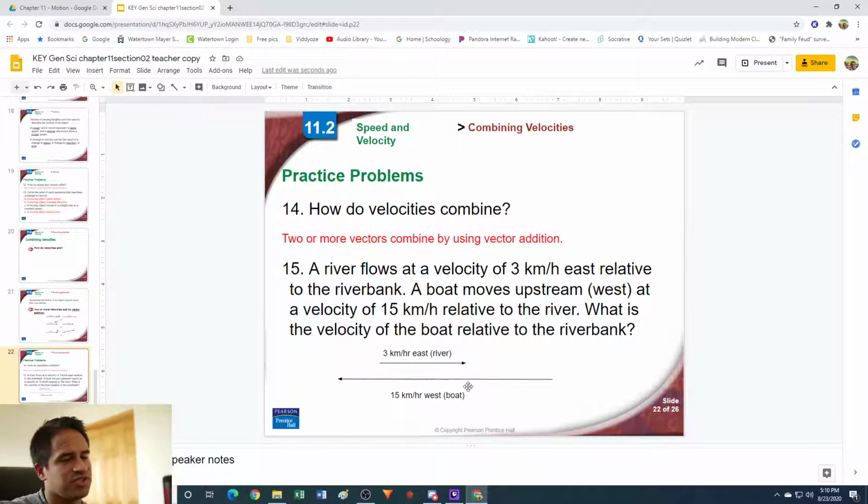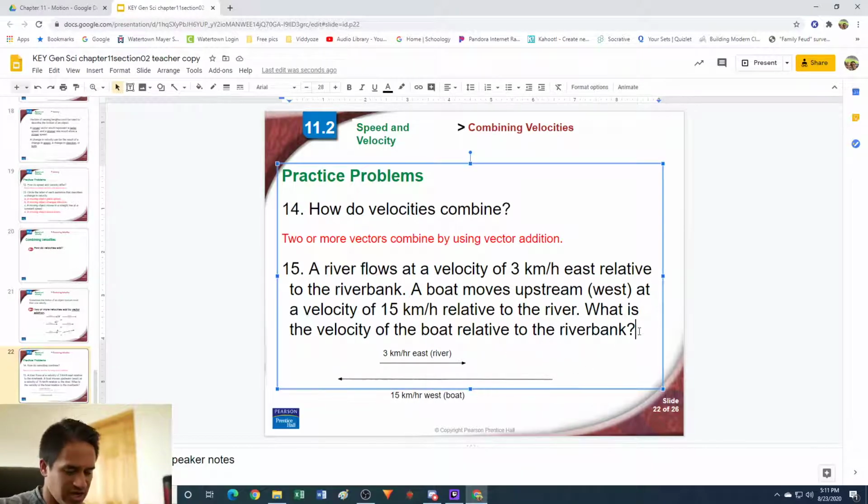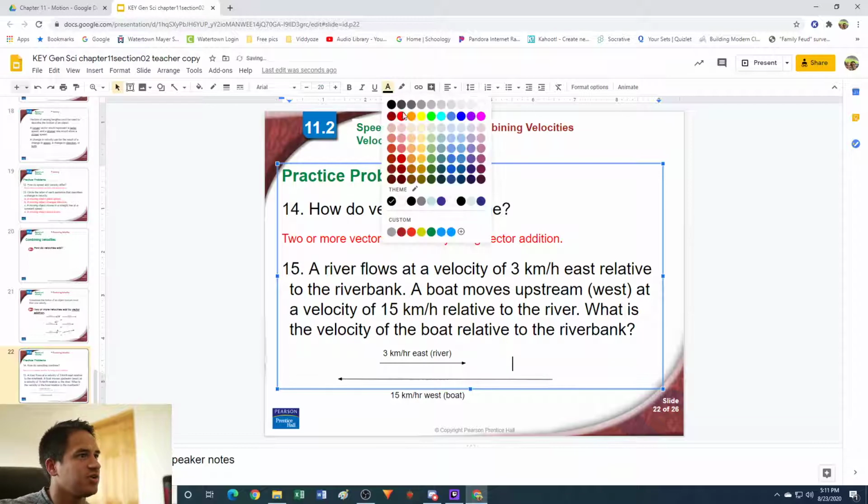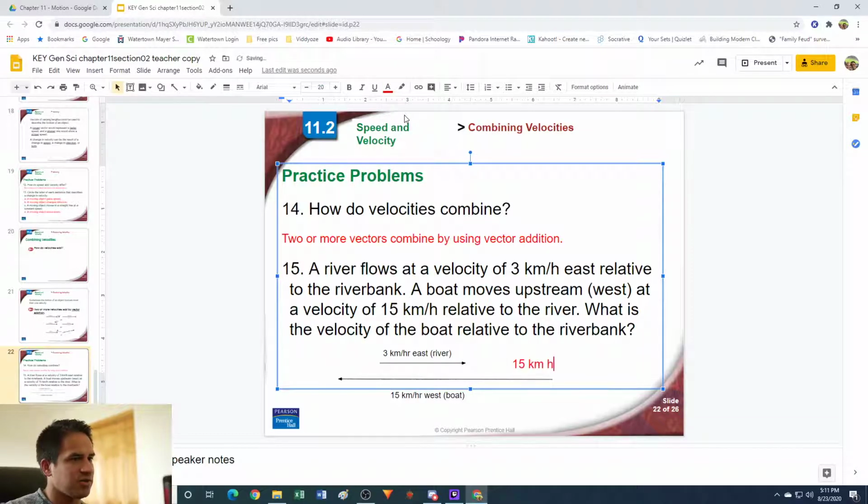So all we're going to do for this is just subtract these two vectors. We have a velocity going west at 15 kilometers per hour. We have a velocity going east at 3 kilometers per hour. These are opposite in direction. Since they're vectors, we can just subtract them from each other. So basically, we're just going to take 15 kilometers per hour and subtract 3 kilometers per hour. And that will give us the velocity of the boat, basically. So it's actually just a basic subtraction problem. It's pretty easy. Okay, so 15 kilometers per hour minus 3 kilometers per hour equals 12 kilometers per hour.